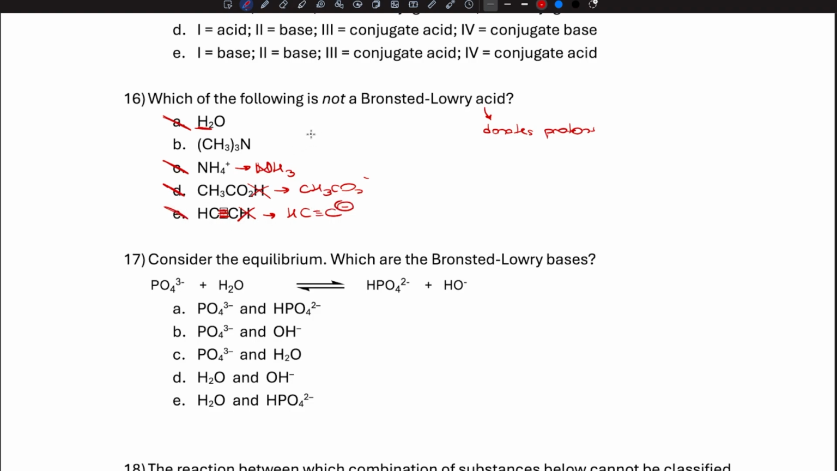The only structures that can't donate protons are sp3 hybridized carbons, right? And all of these carbons are sp3 hybridized. There are no protons on the nitrogen. And so B cannot act as a Bronsted-Lowry acid.